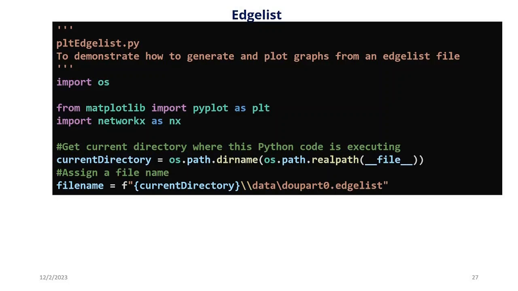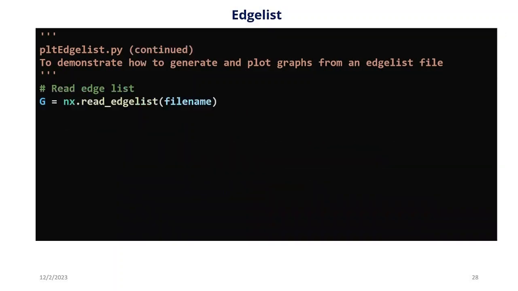So as usual, we assign a file name. I did not store this edgelist file directly in the directory where the code is stored. Rather, I created a data directory inside the directory where the program code is running from, and inside that directory, that's where I kept all the edgelist files. That's why we have what we have here. To create a graph, we just say g is equal to nx.read_edgelist, put the file name here, and you can draw the network.